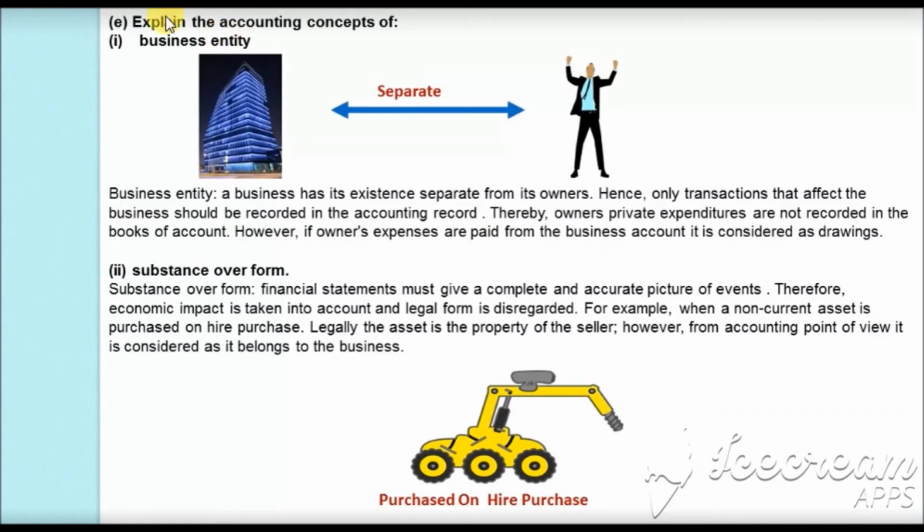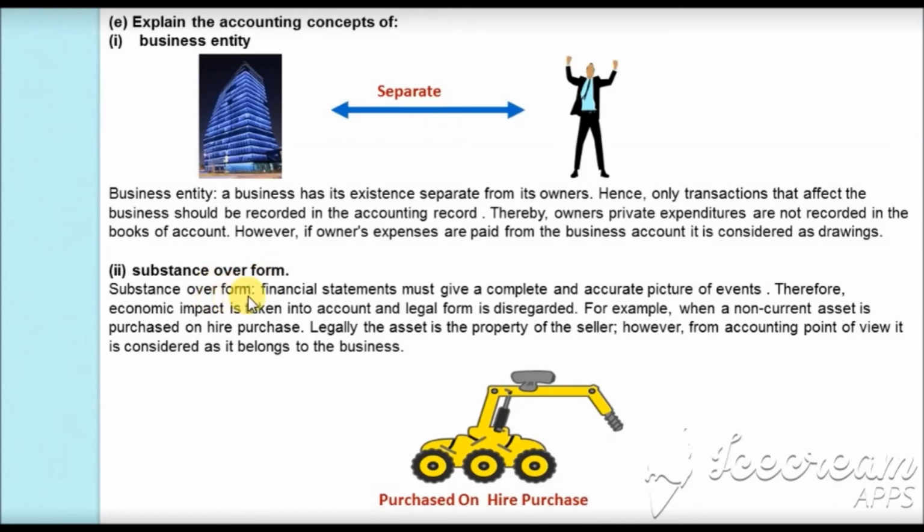In the E bit of the question, we are asked to explain the accounting concepts. The first one is the business entity concept. Business entity concept states that the business and the owner have separate existence. Hence, we record only the transactions which are related to the business in our books of account, and we do not record any transactions which are related to the owner's expenditure. However, if the business pays some of the expenses of the owner, then this is recorded as drawings in our books of account. So the business entity concept separates the business and the owner as two different entities.